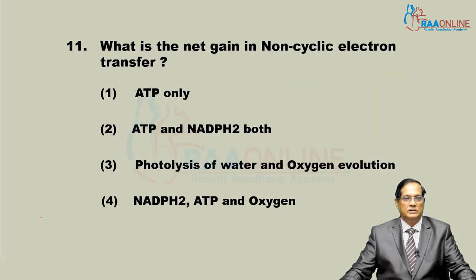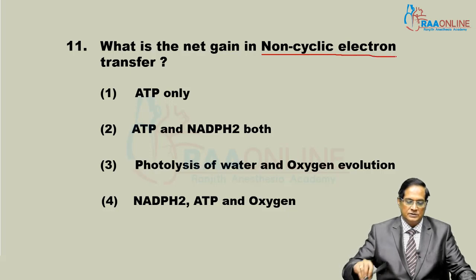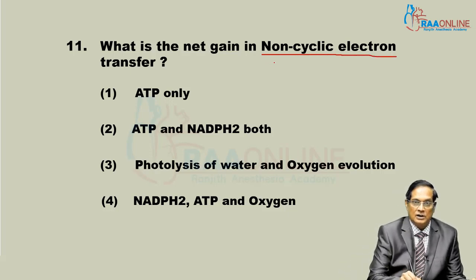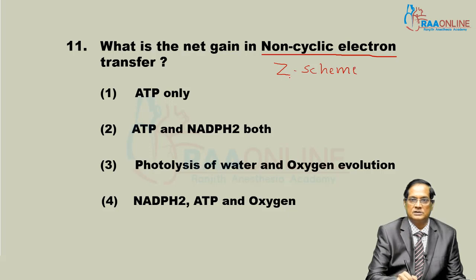Question number 11. What is the net gain of non-cyclic electron transfer? See this word, non-cyclic electron transfer. It is also called the Z scheme of electron transfer. Non-cyclic electron transfer is called the Z scheme of electron transport. Second, this was reported by Hill and Bendall. The Z scheme of electron transport was reported by Hill and Bendall.